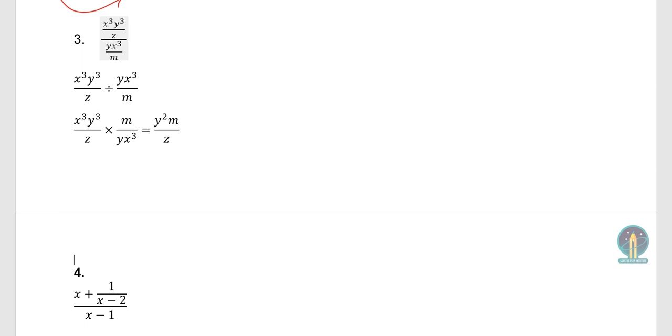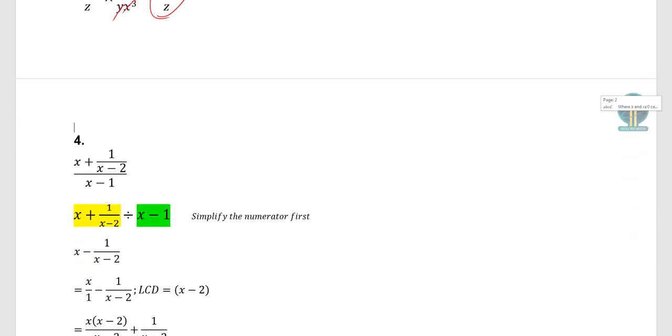Next, x cubed y cubed over z, this whole thing, over y x cubed over m. Again, rewrite as division of two fractions, and then flip the second term. So y x cubed over m becomes m over y x cubed. And then just simplify. So y goes away, and this becomes y squared. X cubed goes away with x cubed. So you end up with y squared m over z. Okay?